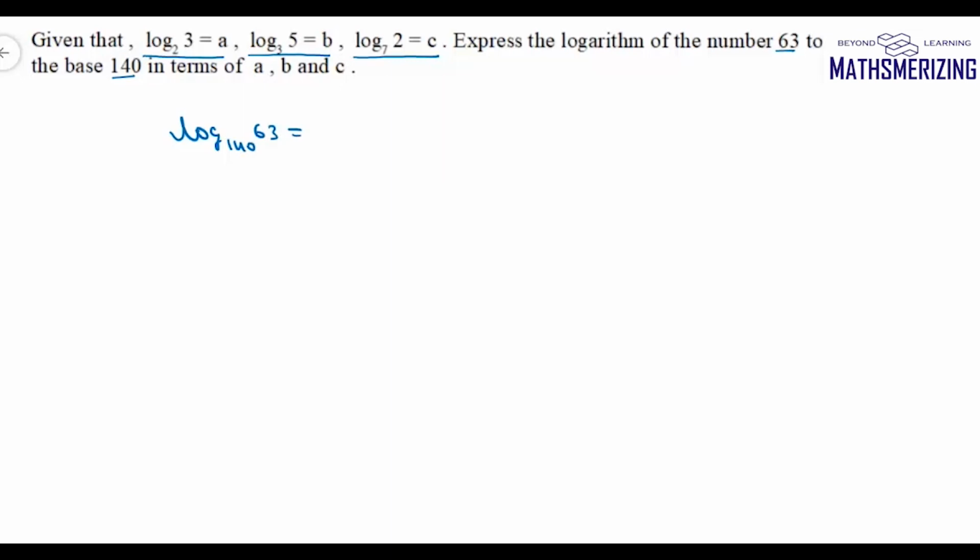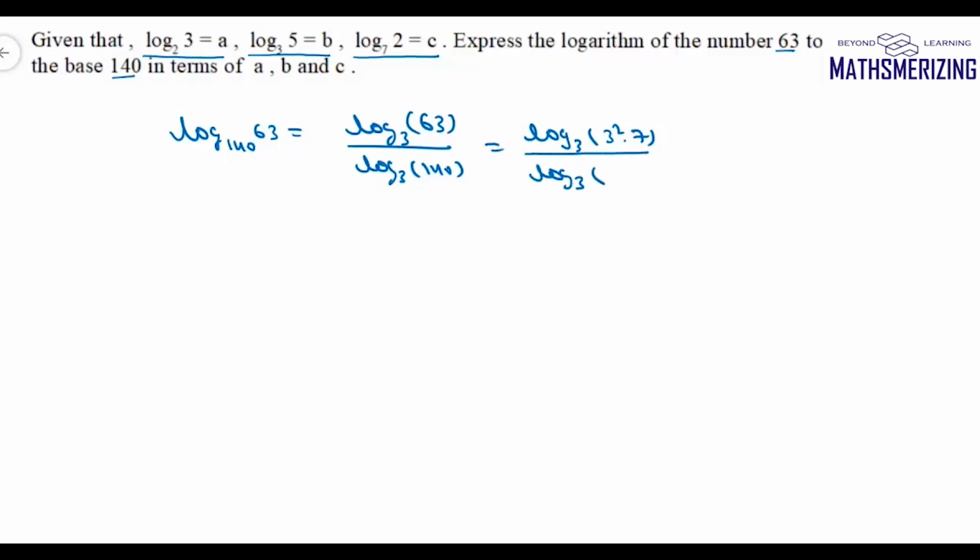So first I'll use the base changing property. So I'll change the base to 3. So I can write it as log 63 to the base 3 and log 140 to the base 3. So I can express it in prime powers. So this is 3 square into 7.